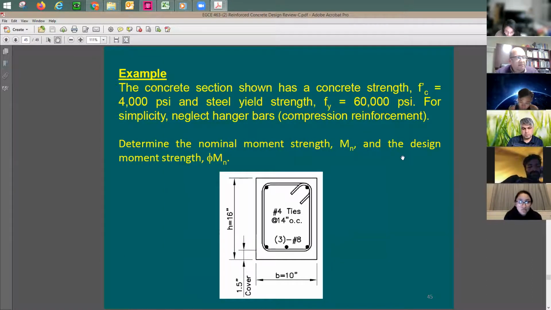We have here a good example, also taken from previous class, from the 408. They give here a concrete section with a strength of the concrete of 4,000 psi, and the yield strength is going to be 60,000 psi, which means grade 60 steel. And the question here: determine the capacity of this section, concrete section. So we don't have the beam span. You don't have the loading. We're just looking at the capacity of this section.